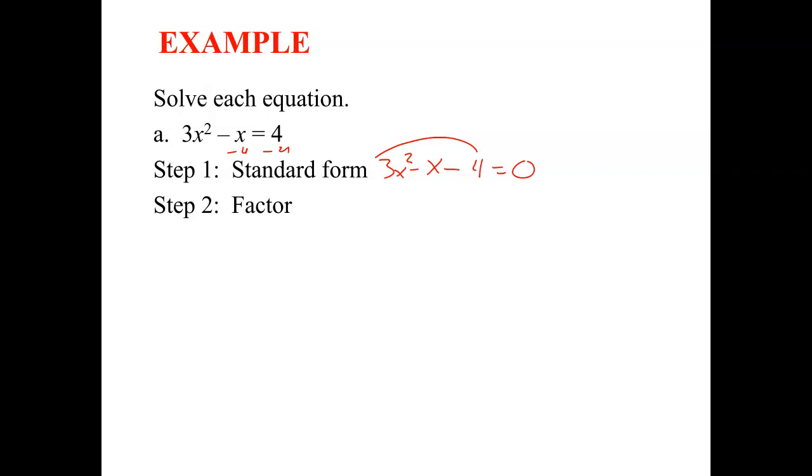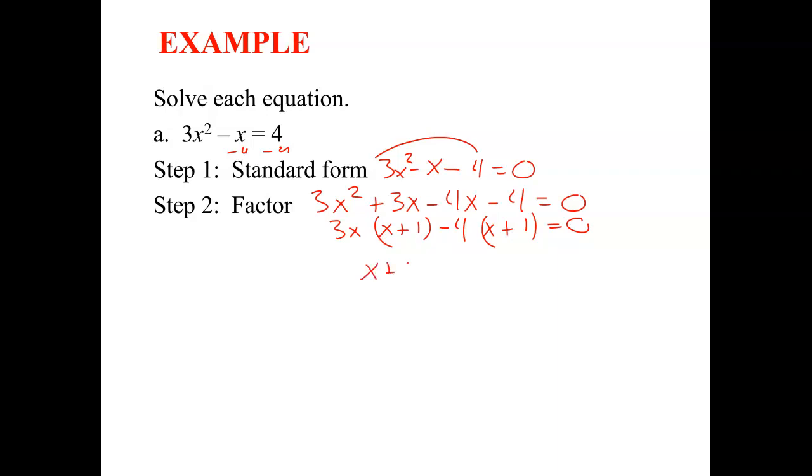Negative 4 and 3. So I can use my grouping. Okay? So negative 4 and positive 3. So now I can do my factor by grouping. Get x plus 1, negative 4, x plus 1. So what are my factors going to be? Using this grouping. What's my last step? Good. 3x minus 4.